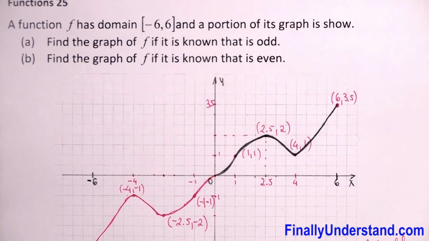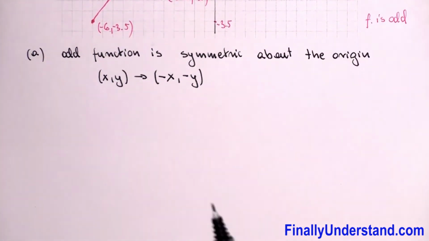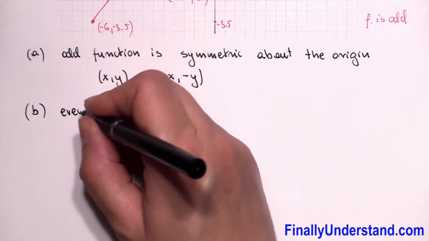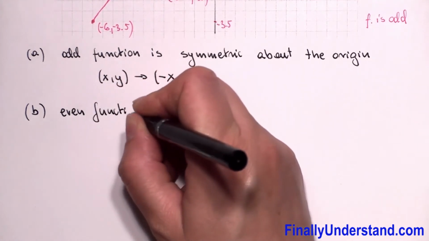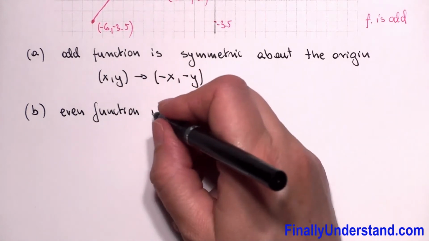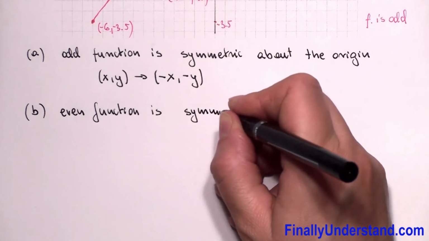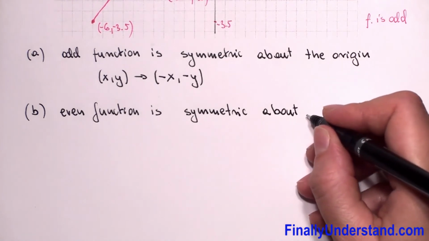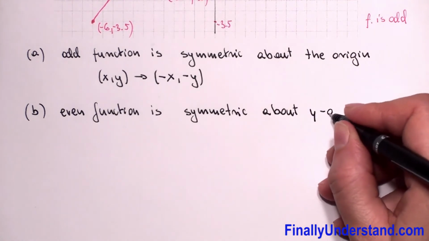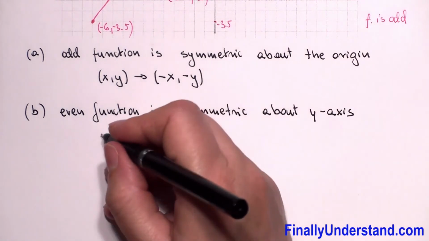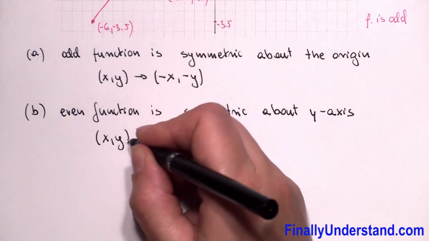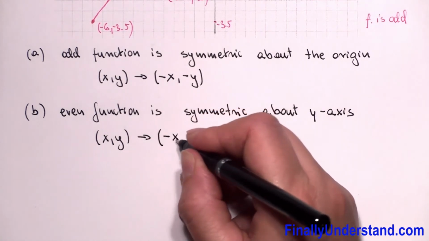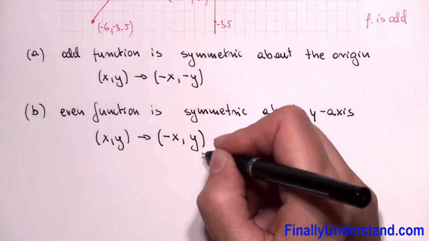Now we have to find the graph of our f function when f is known to be even. The function is even. Let me write this. We have B, answer. Even function, when f is symmetric about the y-axis. It means when we have x, y coordinates, the first coordinate changes to opposite and the second stays the same.